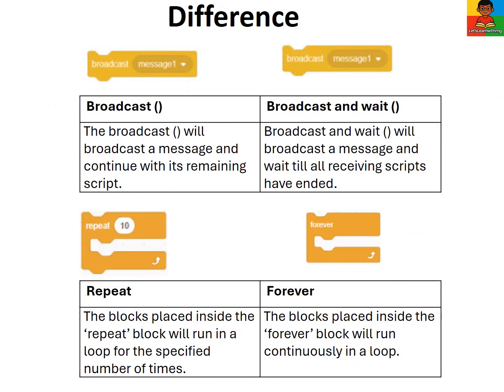Here's the difference between some important blocks. Broadcast will broadcast a message and continue with its remaining script. Broadcast and wait will broadcast a message and wait till all receiving scripts have ended. Repeat: the blocks placed inside the repeat block will run in a loop for the specified number of times. Forever: the blocks placed inside the forever block will run continuously in a loop.